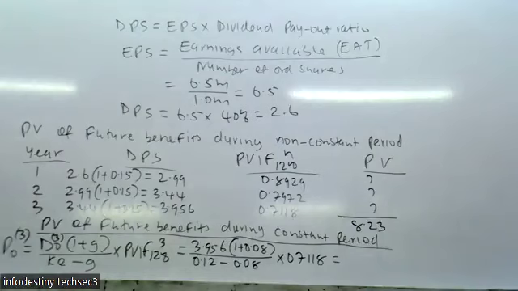So P0 stands for dividends at what rate? Future or current? No, the last dividend that was paid. D0 is the current dividend, the last dividend that was paid.